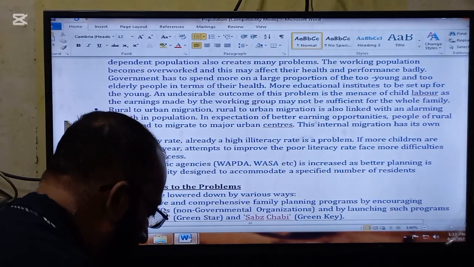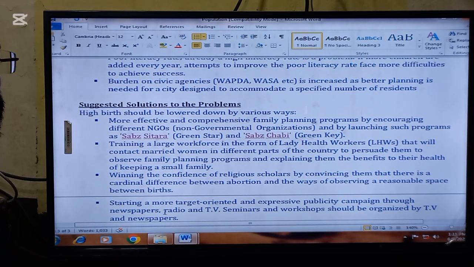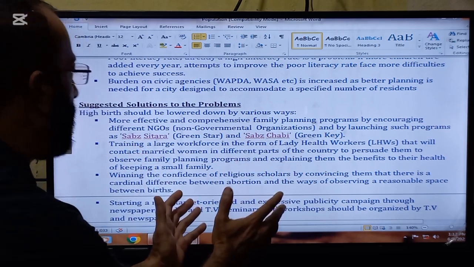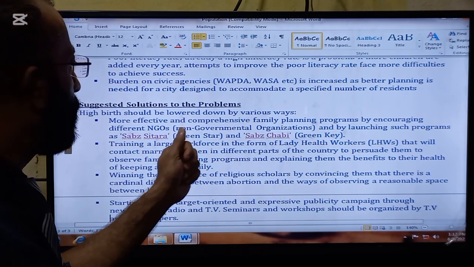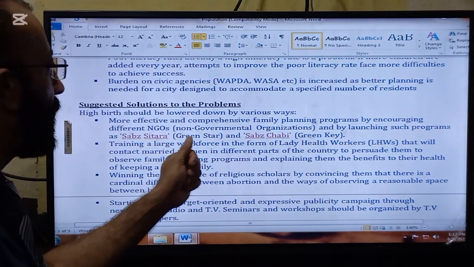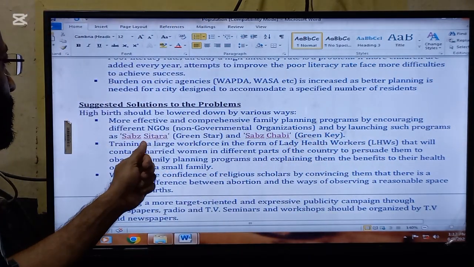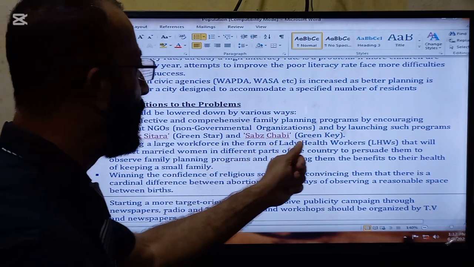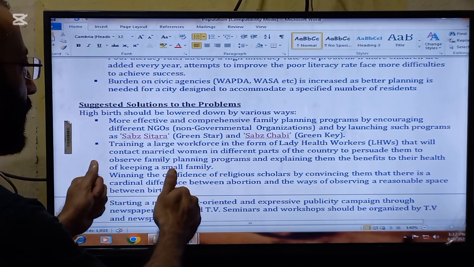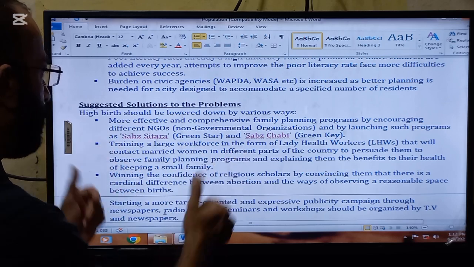The next thing which we are going to read in the lecture is suggested solutions to the problems. High birth rate should be lowered in various ways, and these can be the ways. Number one, more effective and comprehensive family planning programs by encouraging different NGOs, non-governmental organizations, and by launching such programs as Sub Sitara, Green Star, and Sub Chabi, that is Green Key. So this can be done. This problem can be controlled by public-private partnership. So this is one way.